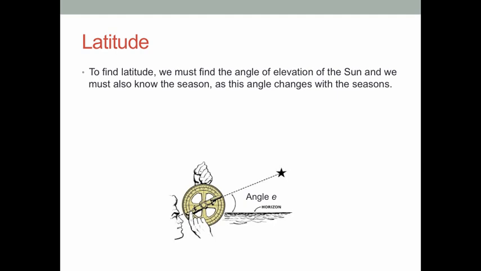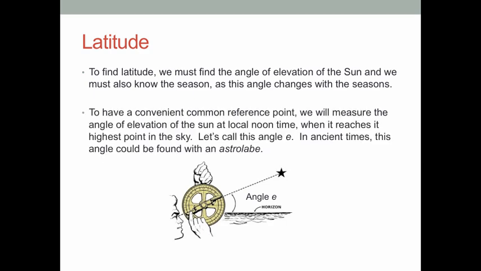So to find latitude, we must find the angle of elevation of the sun, and we must also know the season, as this angle changes with the seasons. To have a convenient common reference point, we will measure the angle of elevation of the sun at the local noon time when it reaches its highest point in the sky. So let's call this angle E. In ancient times, this angle could be found with an astrolabe.